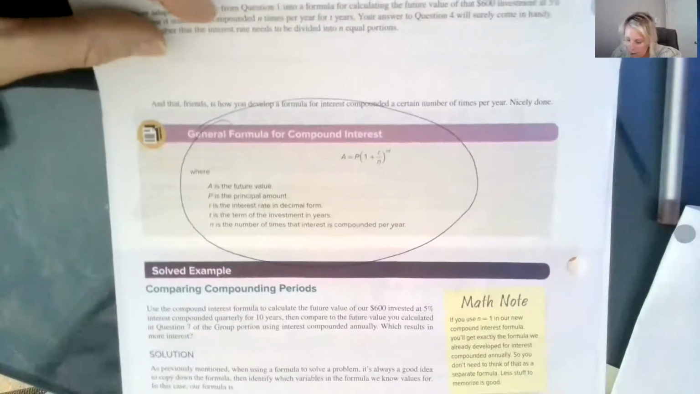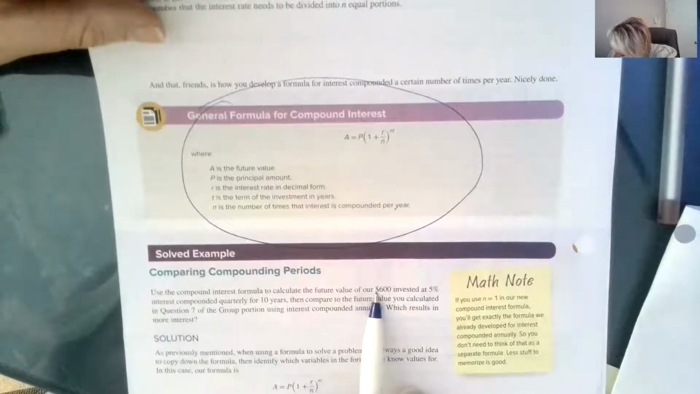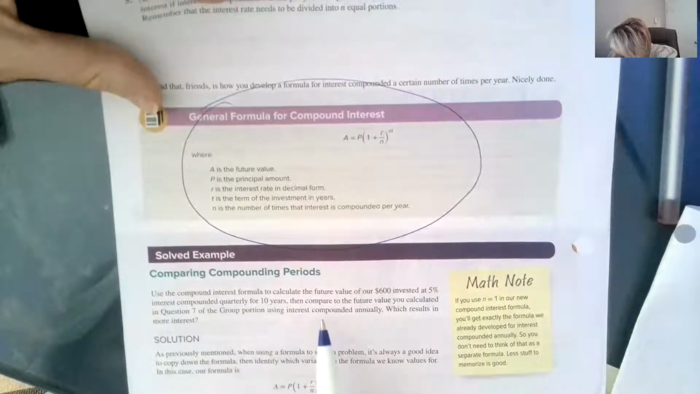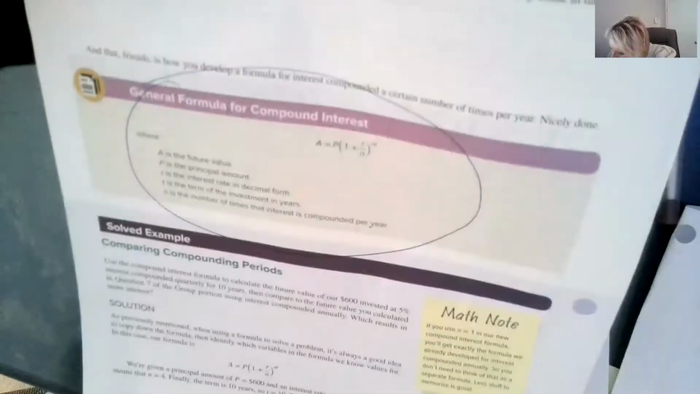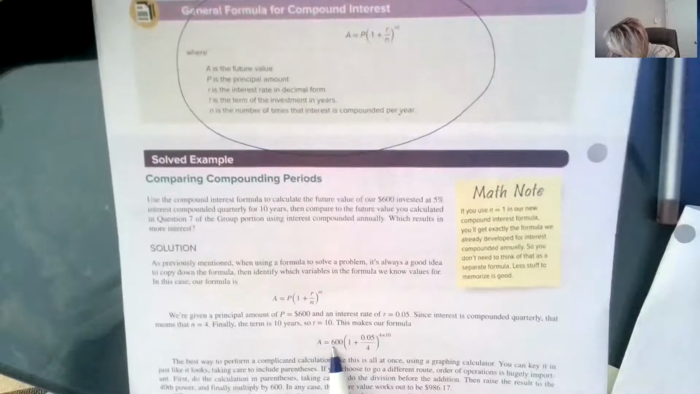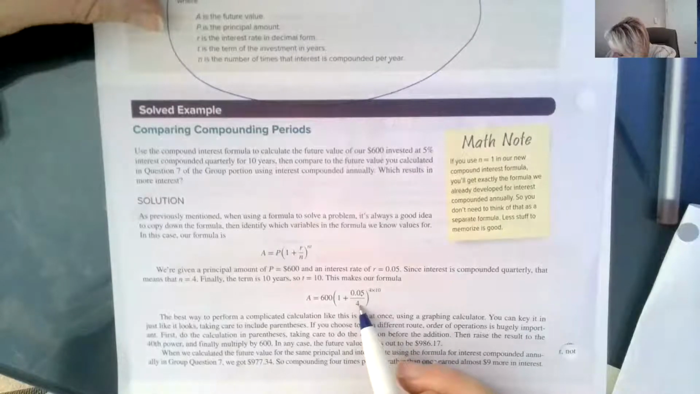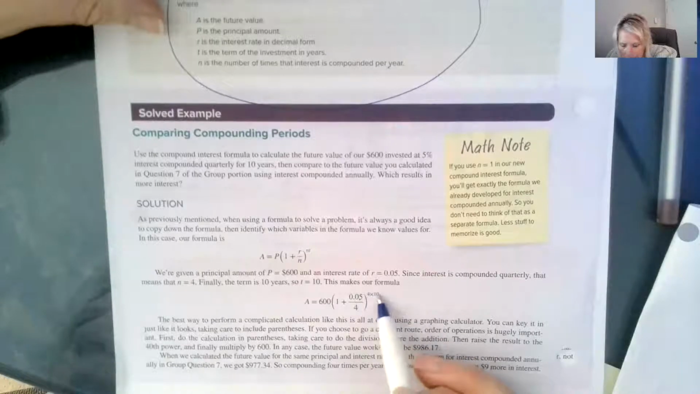So there's a good example that you should read through on page 274 that says calculate our $600 invested at 5% compounded quarterly for 10 years. Then compare the future value calculated in question 7. We'll go back to 7. So $600 is our principal, 5% interest, 4 times a year because it's quarterly. And over the total of 10 years, we're going to compound that 40 times.